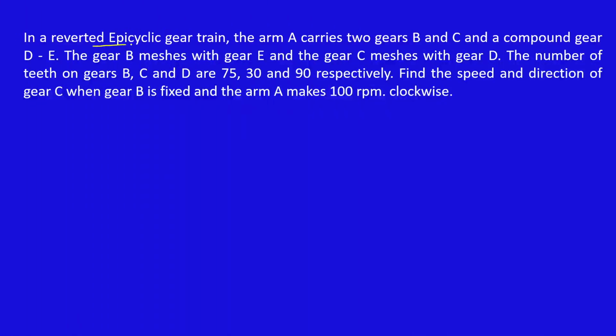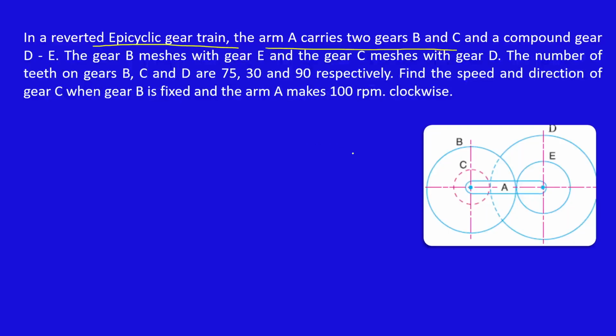In a reverted epicyclic gear train, the arm A carries two gears B and C on one side, then the compound gear D and E on the other side. Student, please remember you have to draw this diagram. The diagram is not given, so you must be very careful while drawing it. If you make any mistake on this diagram, then the entire problem will go wrong.